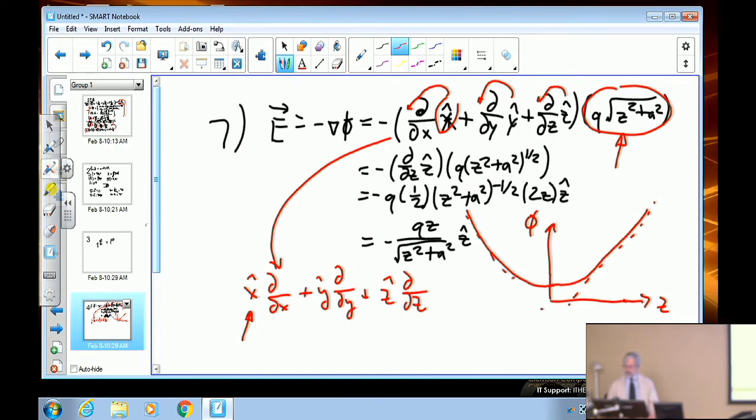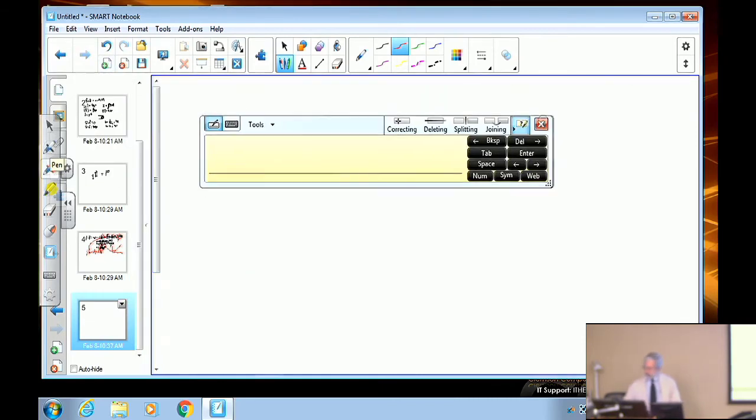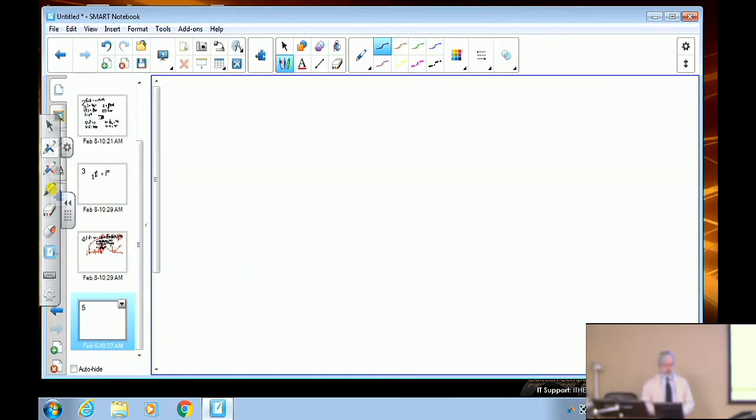Okay? And so the electric field here has got to be the negative slope of this function. And it doesn't depend at all on x and y. So this phi only depends on z, and so the electric field is in that direction. Okay, good.